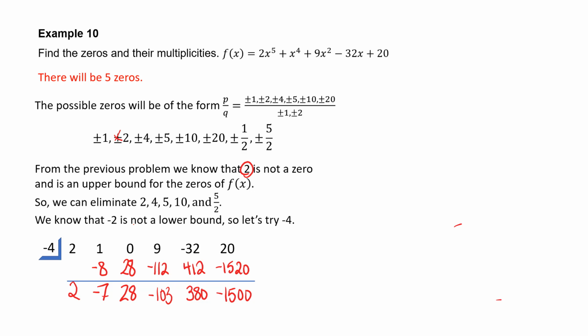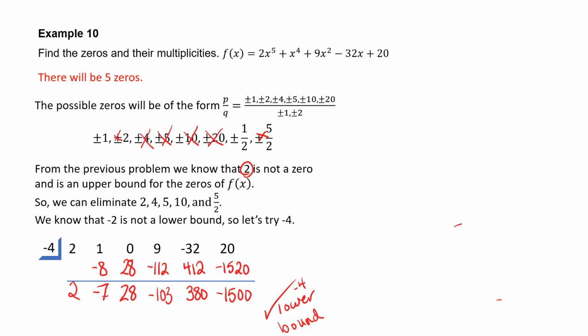That is the condition that tells us that yes, -4 is a lower bound. And that means that there will be no zeros below -4. We can get rid of -4 and all the numbers below it. So we got rid of all the numbers greater than 2, all the numbers less than or equal to -4, because we tried -4, it didn't work. We can eliminate the positive 5/2 because that's greater than 2. Our only choices left are positive 1, positive 1/2, and the possible -5/2.